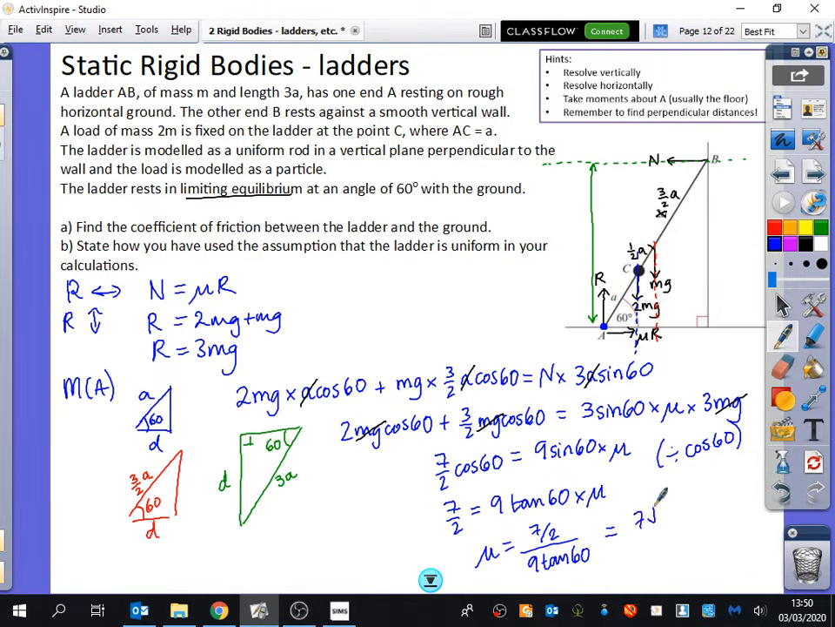So you get 7 root 3 over 54. That's if we wanted an exact value, or 0.22 to 2 significant figures.